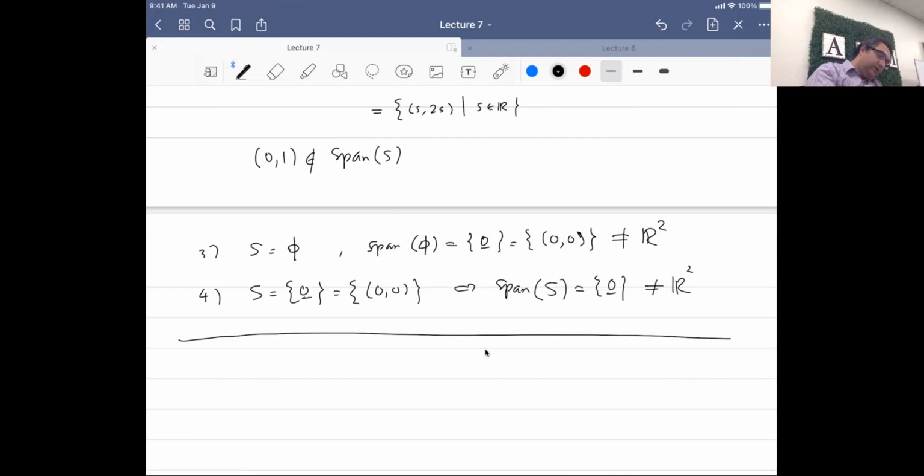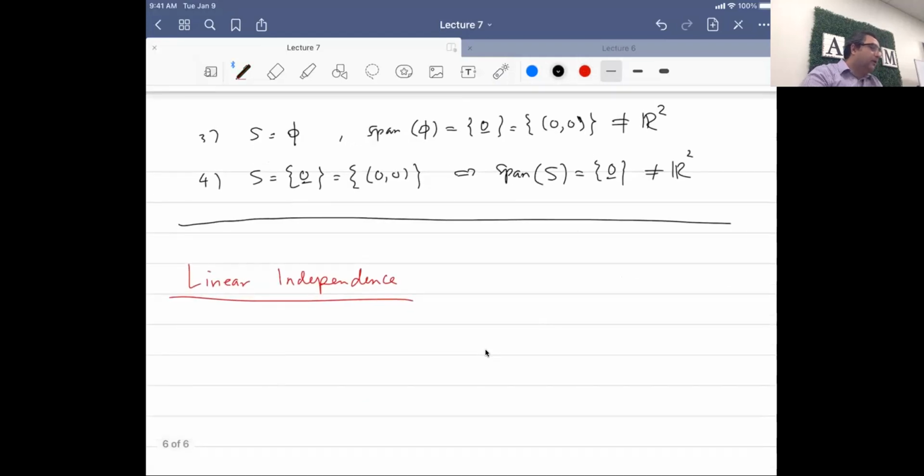Now I'm moving towards the concept of dimension and basis again. So what I need to do is define the fundamental concept of linear independence. A subset S is called linearly independent.